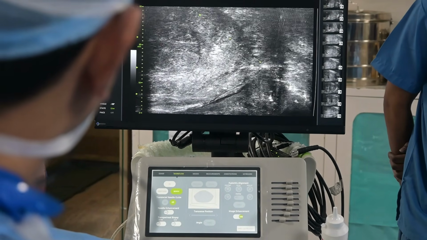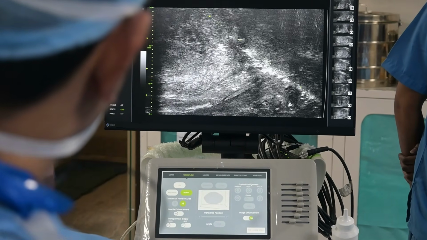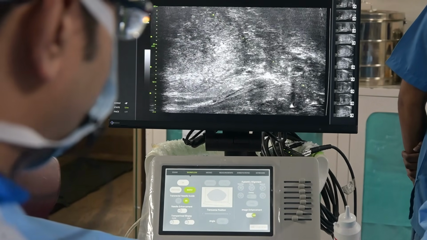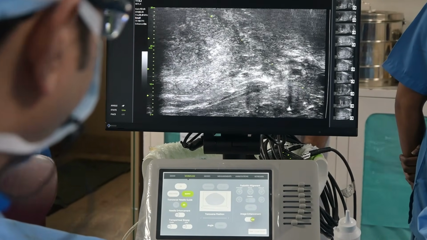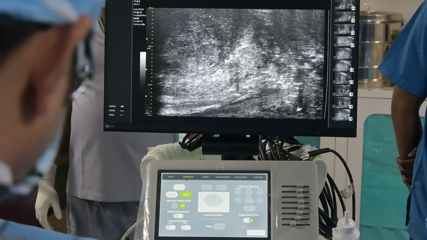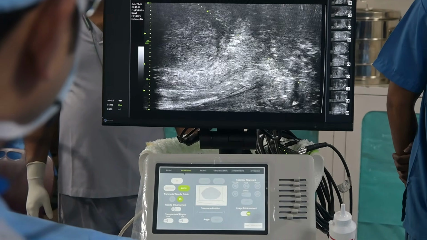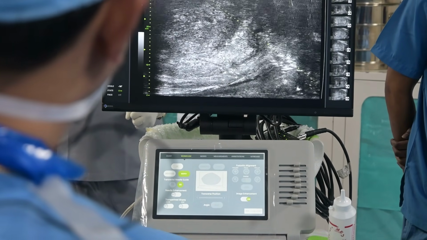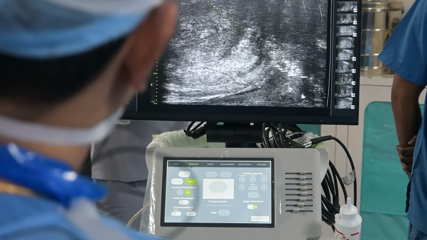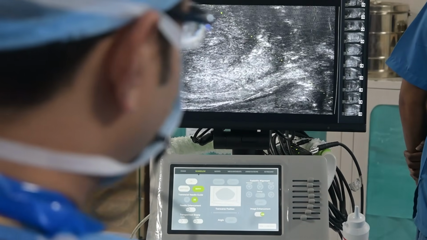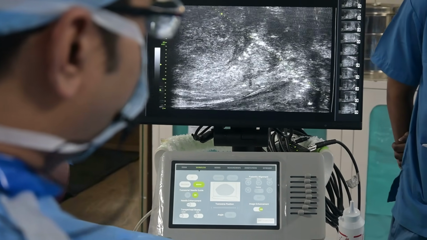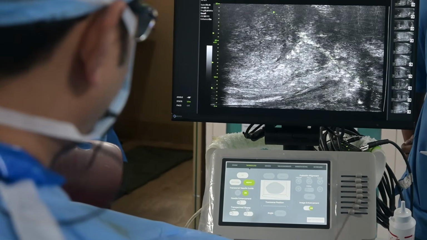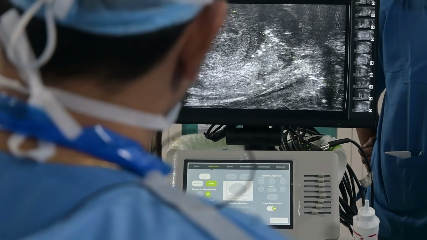Have you tried the transperineal with this? Yes, sir. I have tried the transperineal with this. It is also very, very good, because the resolution is so excellent. Sir, actually, it is one of the only companies across the globe which has both transperineal and transrectal in a single probe. So it is very good, sir. Sir, I could do the anterior lesions.